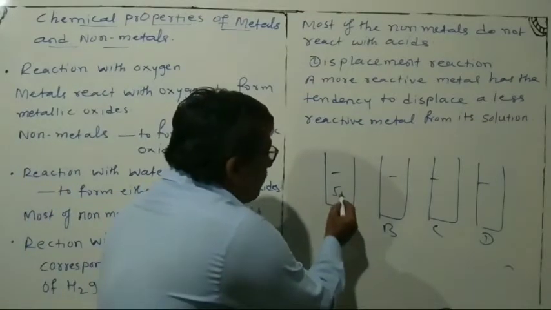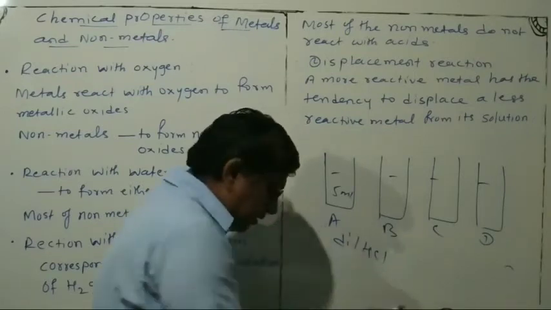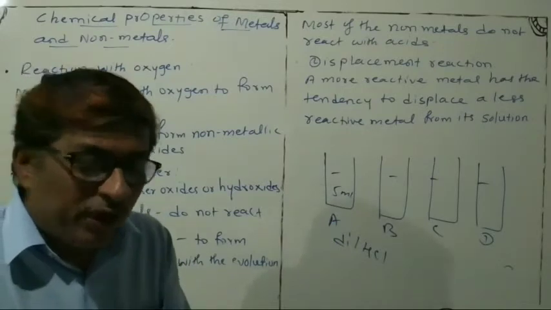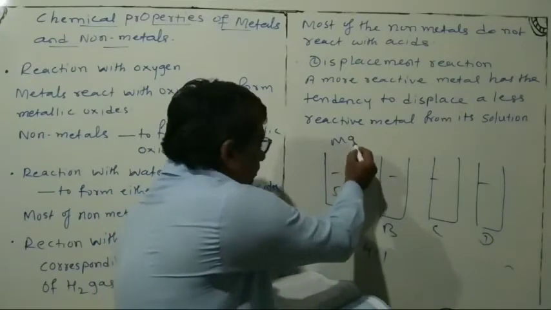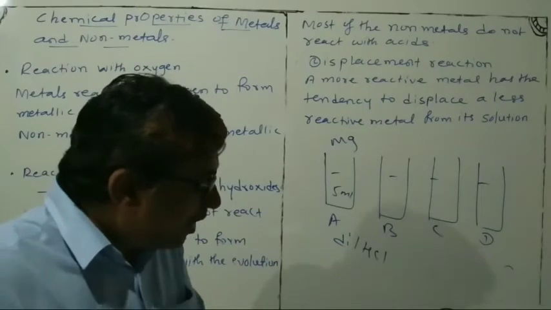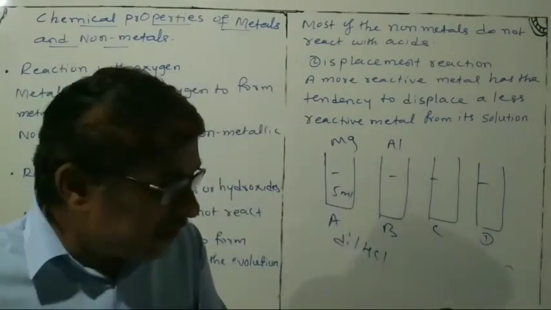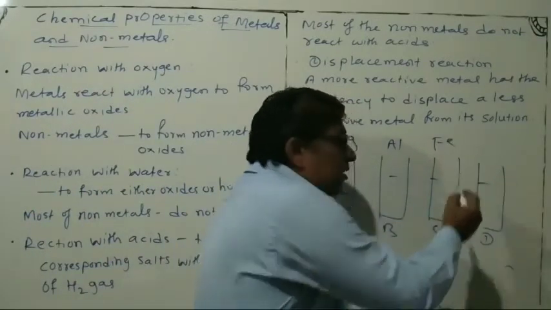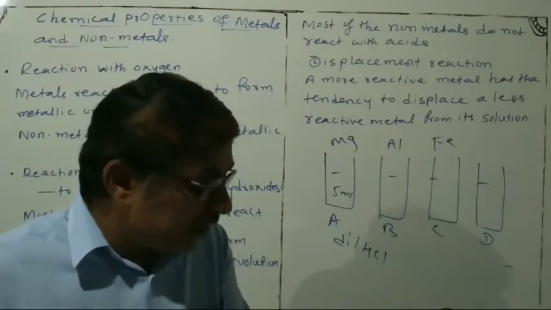Here you add 5 ml of dilute HCl, or dilute hydrochloric acid. If the reaction does not occur, you have to heat it. So what will you find? Suppose you have taken magnesium, we will get magnesium chloride and hydrogen gas. With aluminum, a reaction also takes place, liberating hydrogen gas. And iron also reacts, liberating hydrogen gas.